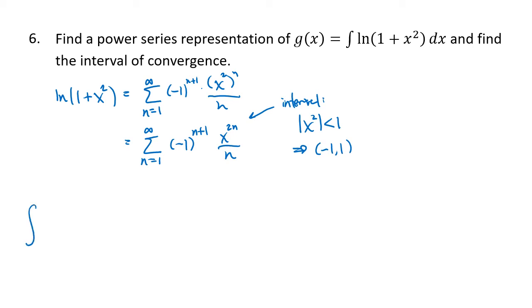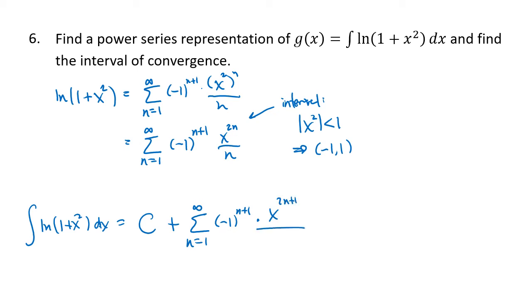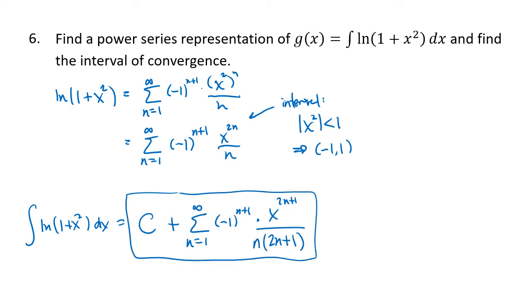So when we integrate this, the integral of the natural log of 1 plus x squared, we're going to get a constant, which we're going to put in front because we think of that as the x to the 0 term. And then we're going to integrate each of these terms in our series. So we're still going to have a -1 to the n plus 1 because that doesn't have any x's in it. We integrate x to the 2n, we get x to the 2n plus 1, just using our power rule, divided by 2n plus 1. But then we already had a factor of n in the bottom there. And so this is our power series representation for our integral.